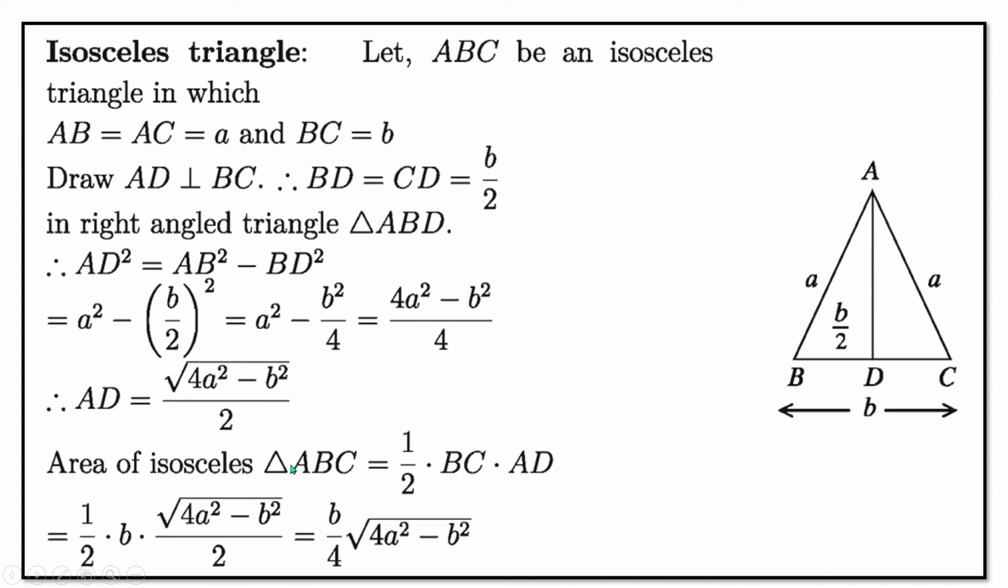Therefore, area of isosceles triangle ABC equals half into BC into AD. BC is the base, AD is the height, and BC is equal to what? BC is equal to B, and AD is equal to the square root of 4A square minus B square, divided by 2. That means this equals B by 4 square root of 4A square minus B square. This is the area of an isosceles triangle, and you have to always remember this. Clear everyone?